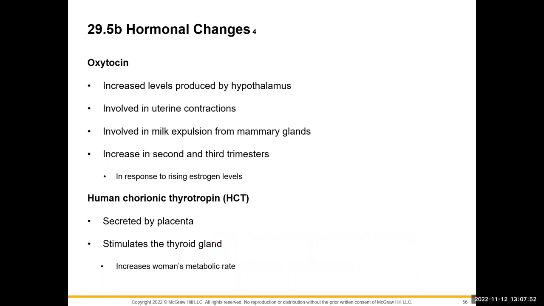Oxytocin and human chorionic thyrotropin. Oxytocin, again, we talked about this hormone and you should know this. It is made in the hypothalamus but stored in the posterior pituitary. We talked about oxytocin helping with milk release from the mammary glands, but it also plays a big role in uterine contractions. This is a positive feedback mechanism as the head of the baby is pressing against the cervix. We're going to see an increase in oxytocin, and so that will cause the uterine contractions to increase. So we'll see a large amount of oxytocin present in the latter trimesters, in the second and third trimesters.